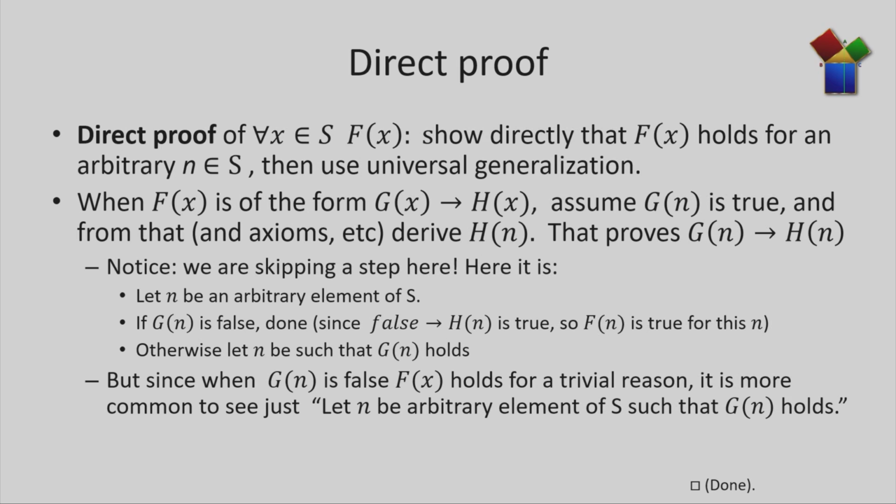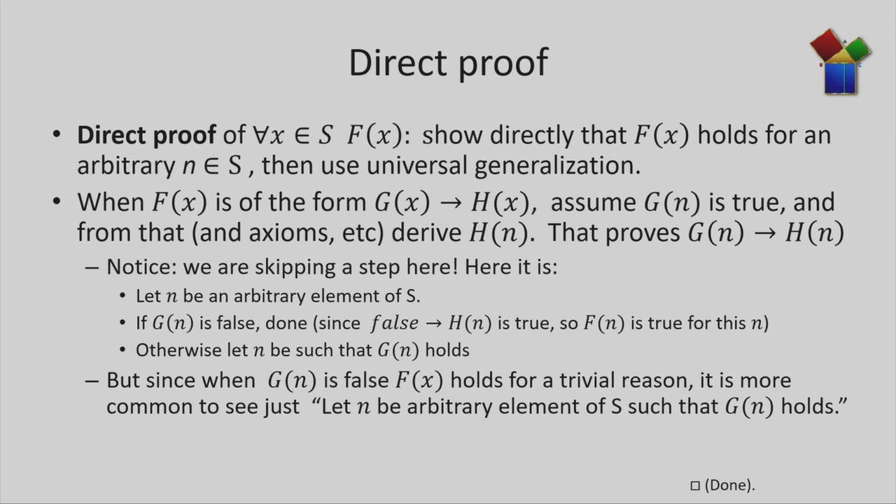So the step that they're skipping here is the following. Really, your universal instantiation just says, let's take n to be an arbitrary element of S. g of n can be true, g of n can be false. Why aren't we talking about g of n being false? Well, if g of n is false, then we are done, because false implies anything. So g of n implies h of n for a trivial reason if g of n is false. But if g of n is true, well, then we are talking about n for which g of n holds, and now things get more interesting and complicated.